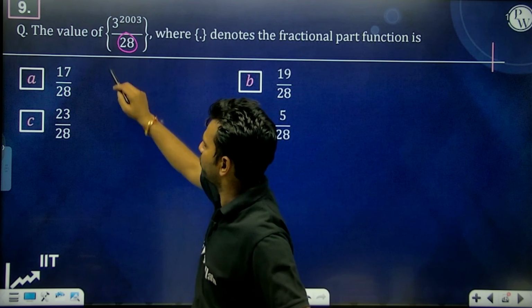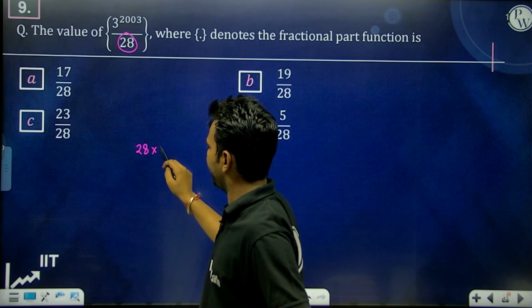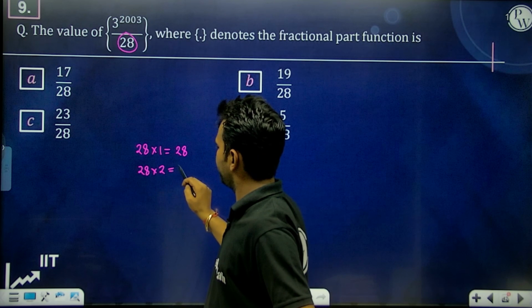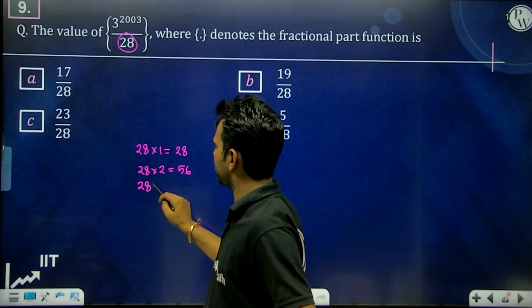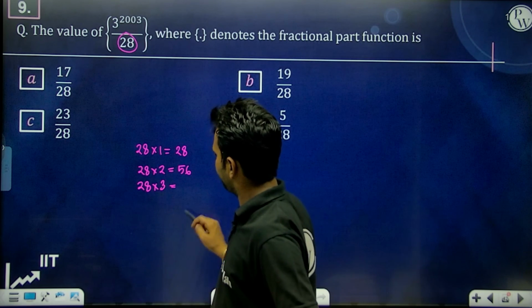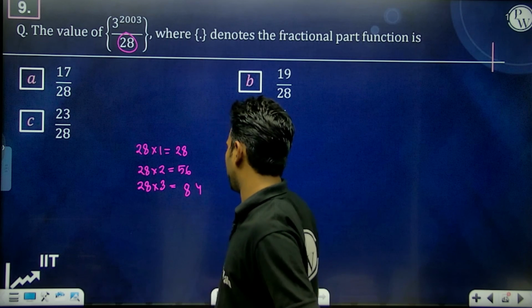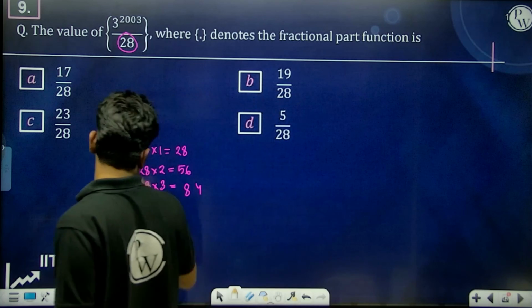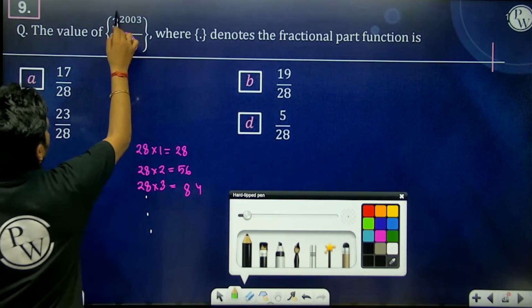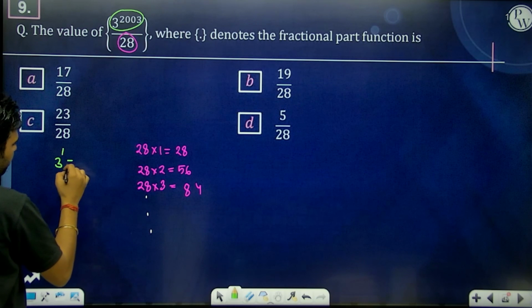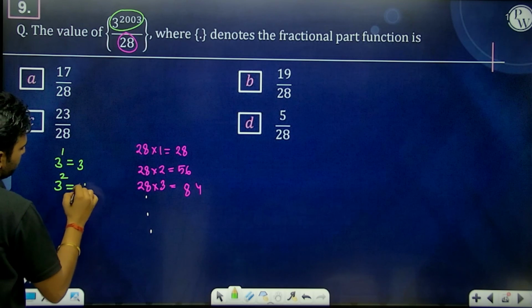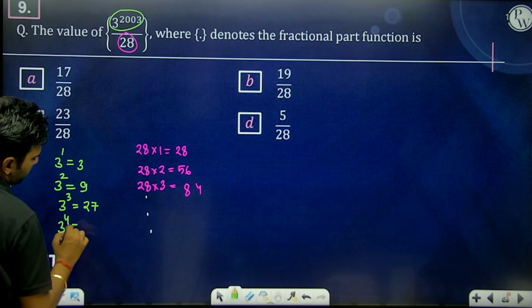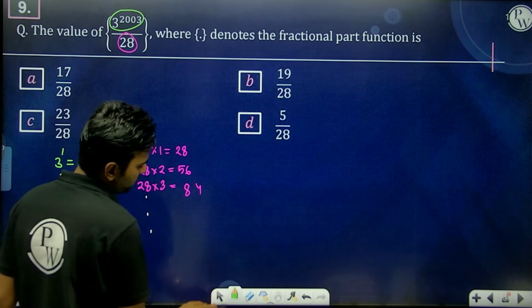Whichever number by which we have to divide, we have to write down its table. So 28 times 1 is 28, 28 times 2 is 56, 28 times 3 is 84, and so on. You guys can do this, right? Number 1, you have to do this. And also whatever power we are given, we have to write down some powers of this, like 3 to the power 1 equals 3, 3 to the power 2 equals 9, 3 to the power 3 equals 27, 3 to the power 4 equals 81, and so on. Always you have to do this.